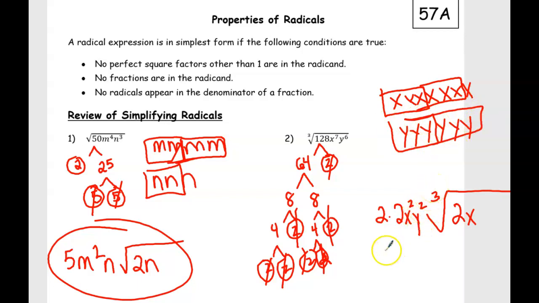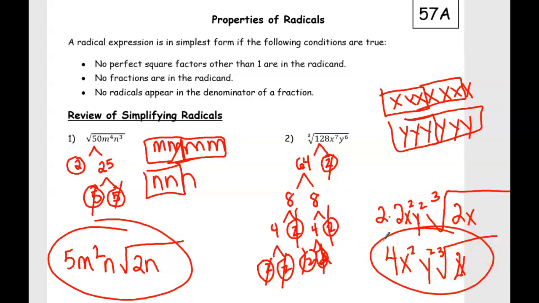All right, so when we multiply this out, it would be 4 x squared, y squared, and then the cube root of 2x. All right. So that would be a review of simplifying radicals.